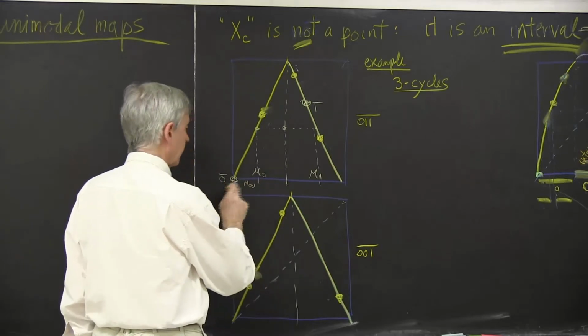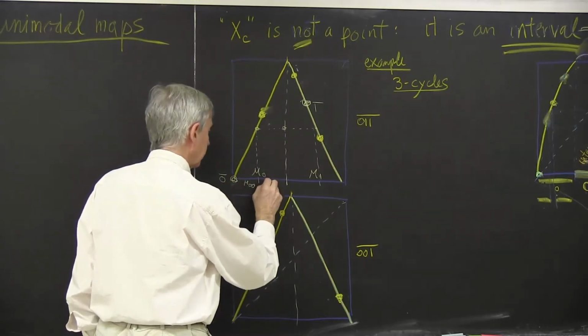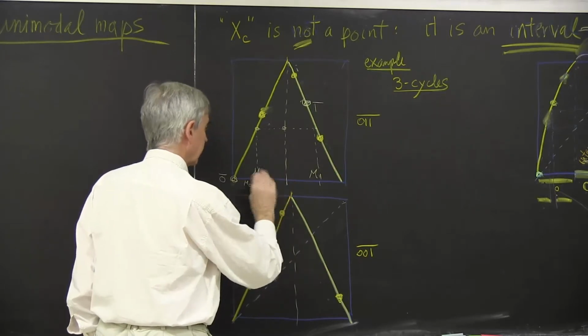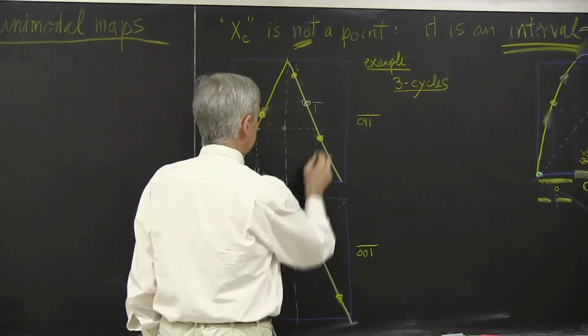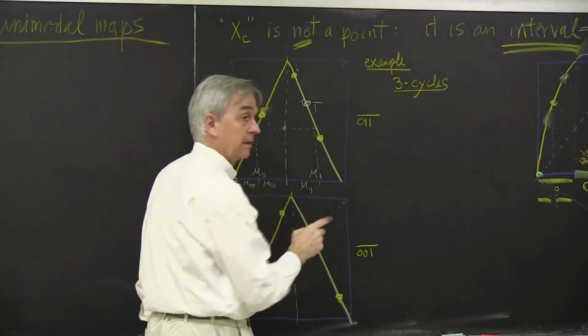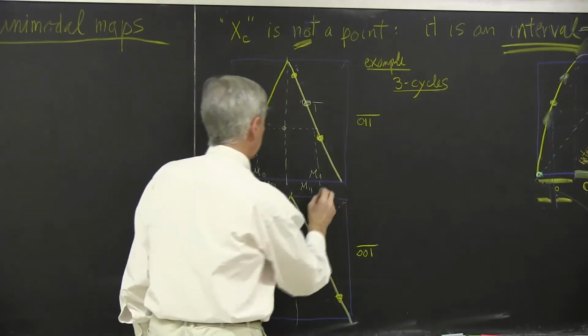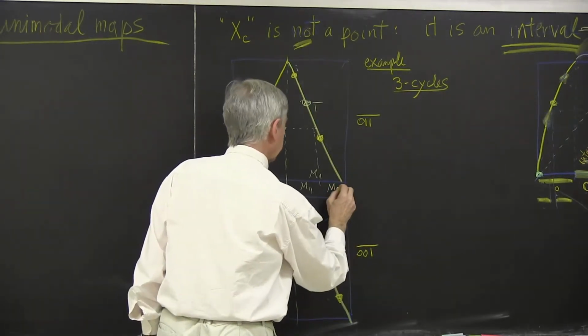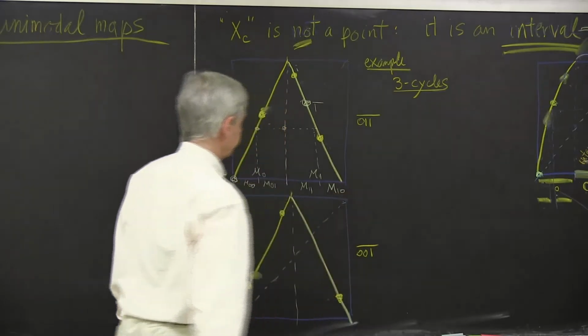M00. This hangs close to this guy. This one, one step in the future I'm on the left, but then I jump on the right. Then there is an interval here that's called M11. And then there is an interval called 10.